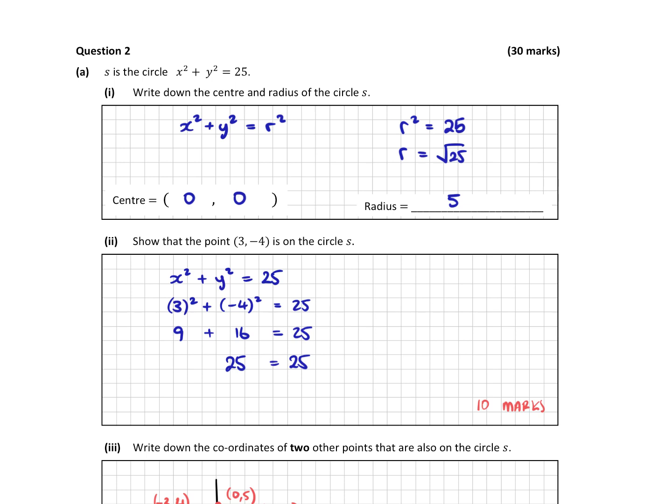So this is the Leaving Cert Ordinary Level 2023, Paper 2, Question 2. It says S is a circle, x squared plus y squared is equal to 25. Write down the centre and the radius of this circle.